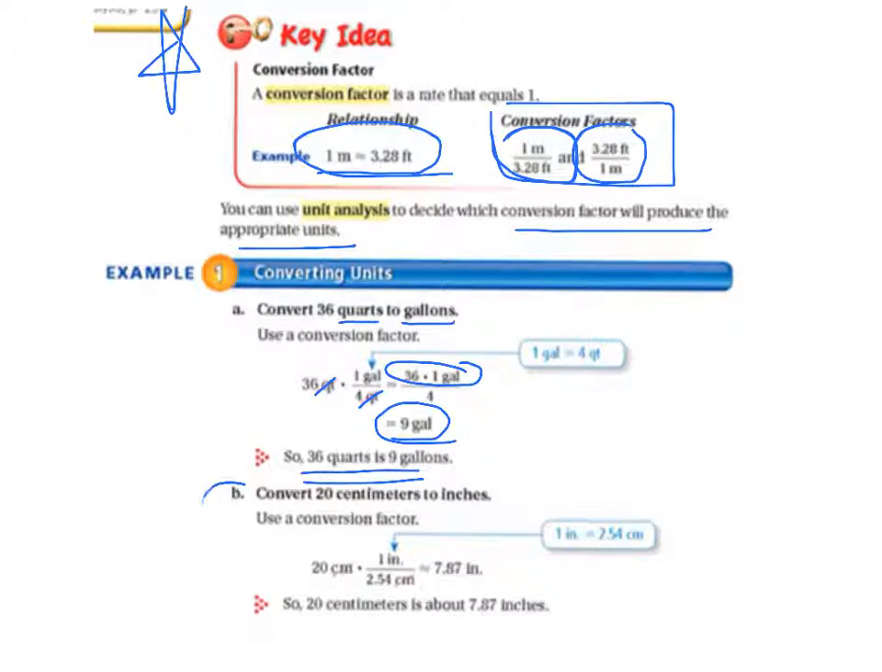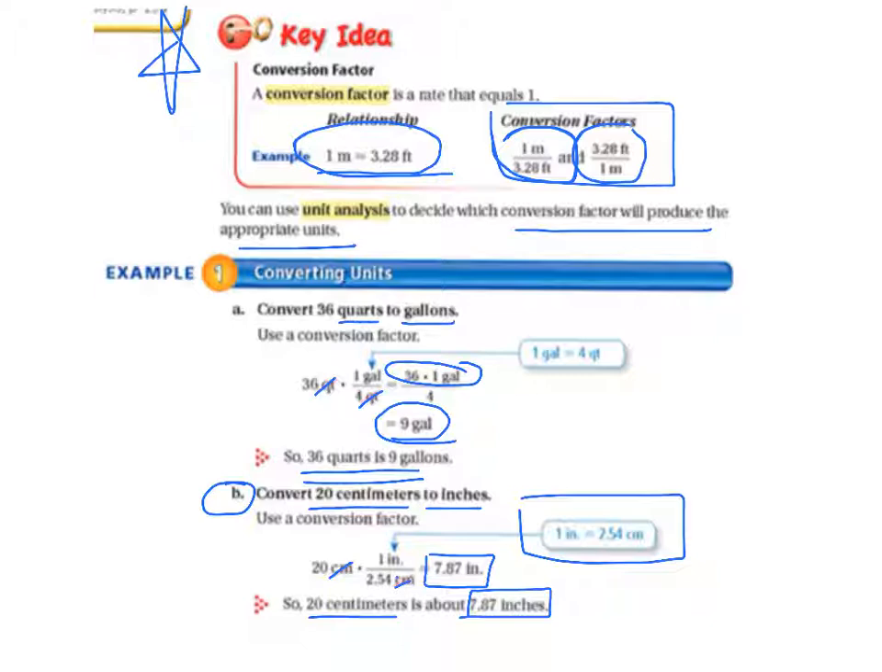And then in letter B, we're going to convert 20 centimeters to inches. We're going to use the conversion factor again, and we know that 1 inch equals about 2.54 centimeters. So again, we're going to make it so that our centimeters are diagonal from each other so that we can cross those out, and then we have 20 times 1 on the top, and that means that we can divide 20 divided by 2.54, and when we do that division, we end up with 7.87 inches. So 20 centimeters is about 7.87 inches.